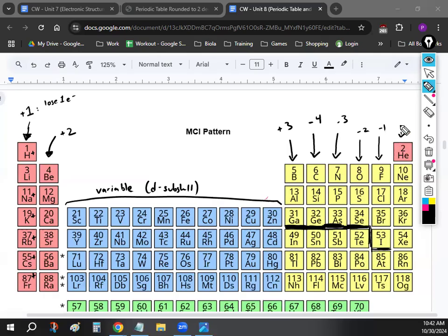And then these are the noble gases, and these guys are boring. They have no most common ion. They don't want to ionize. They don't want to combine with anything else. These guys are called inert, which means they don't really do anything.